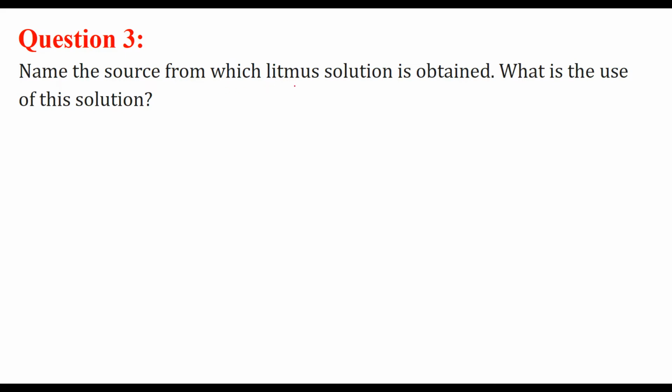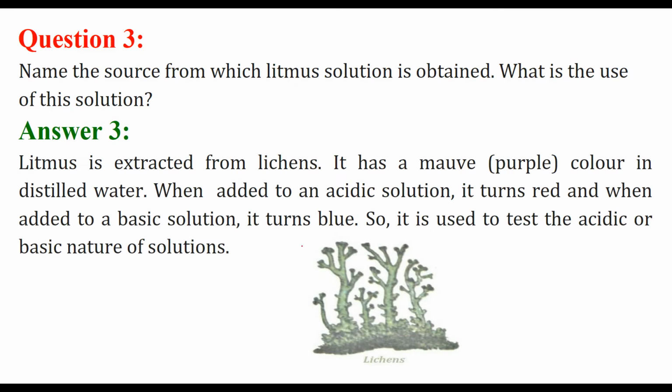Name the source from which litmus solution is obtained and what is the use of this solution. As you see, it's a kind of plant, lichens. Litmus is extracted from these lichens. It has a purple color, mauve to be very precise, in distilled water. When added to an acidic solution, it turns red, and when added to a basic solution, it turns blue. So in order to test whether a solution is acidic or basic, we use this litmus test.